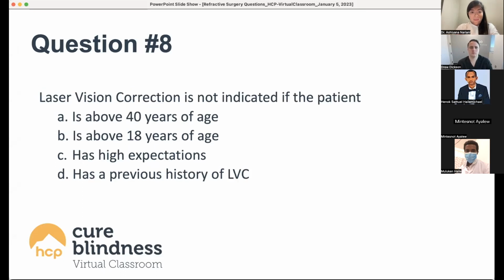Question number 8. Laser vision correction is not indicated if the patient A, is above 40 years of age, B, is above 18 years of age, C, has high expectations, D, has a previous history of laser vision correction.